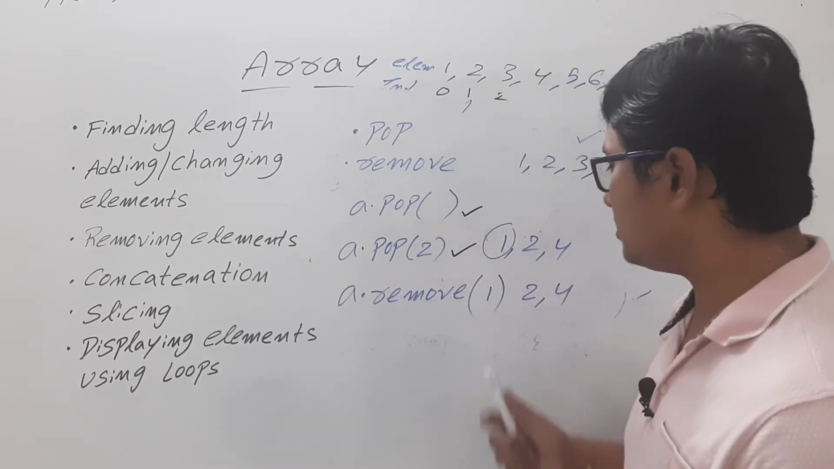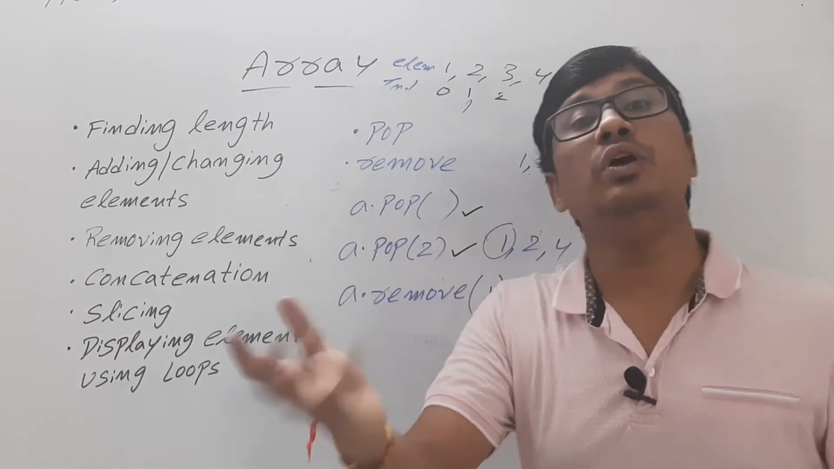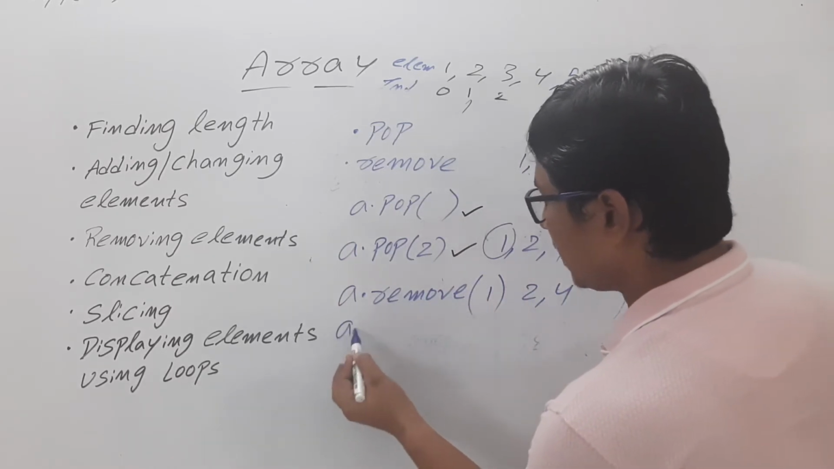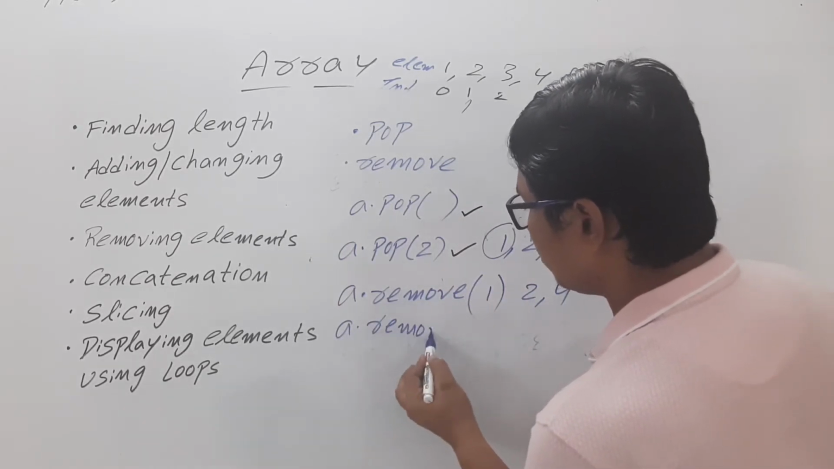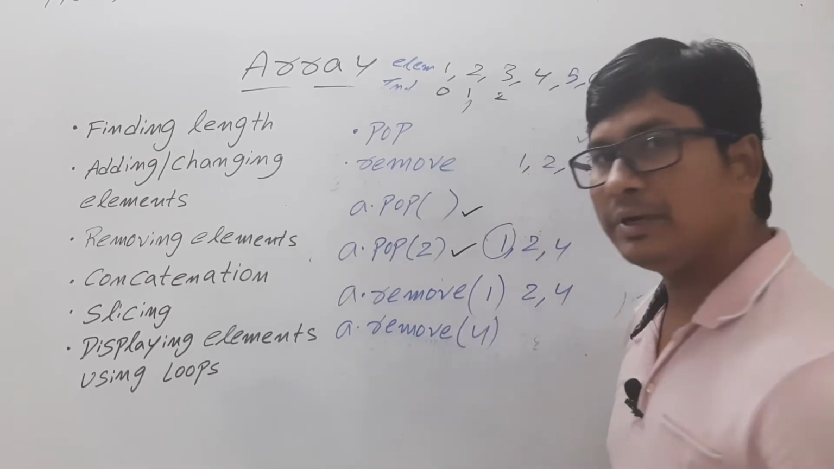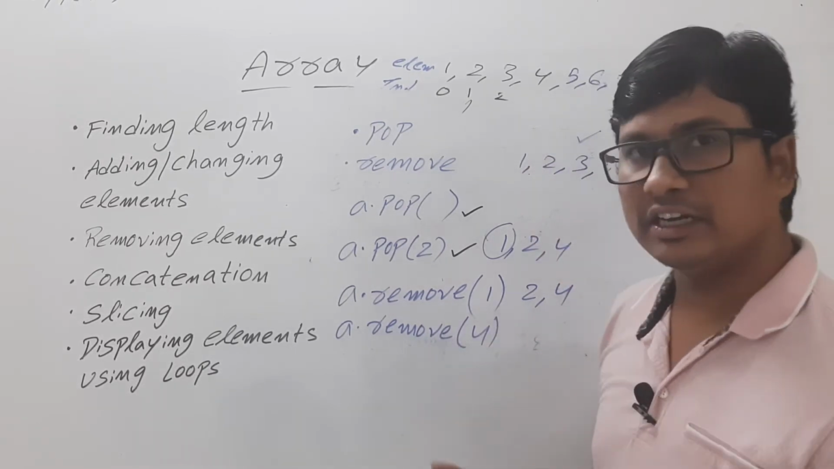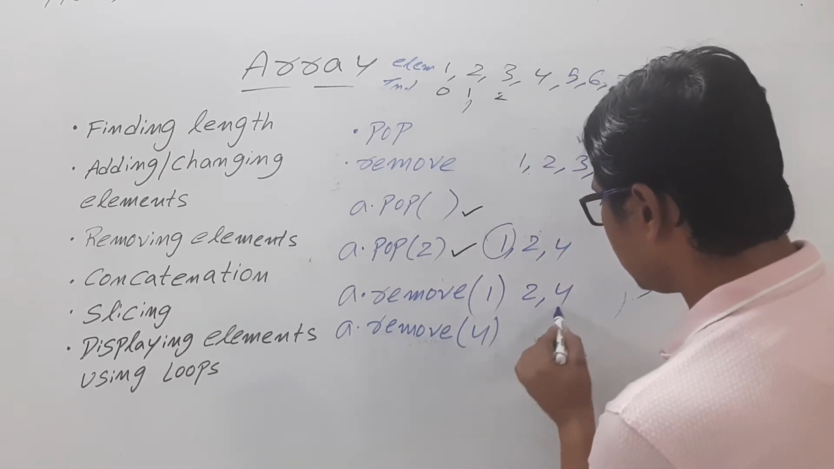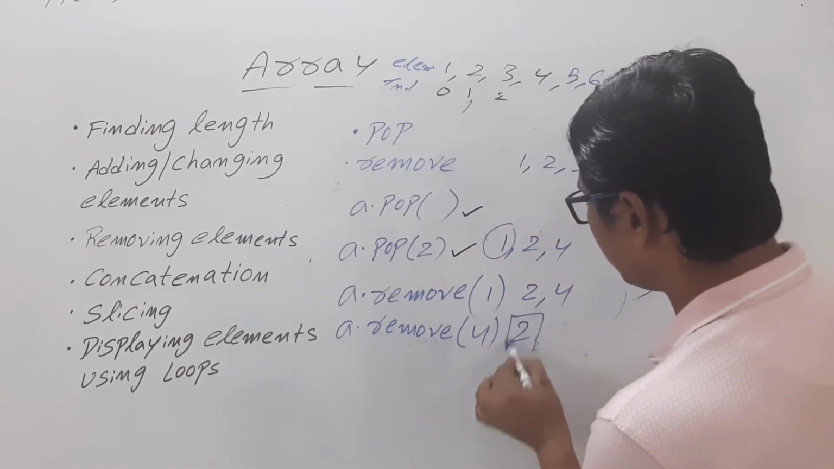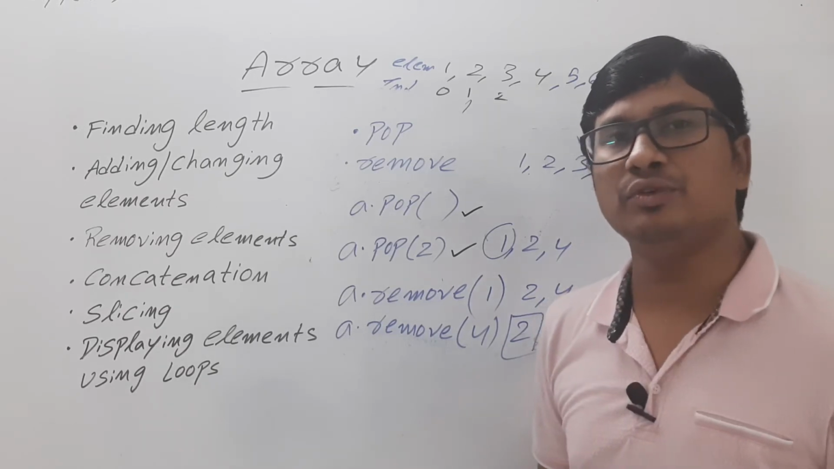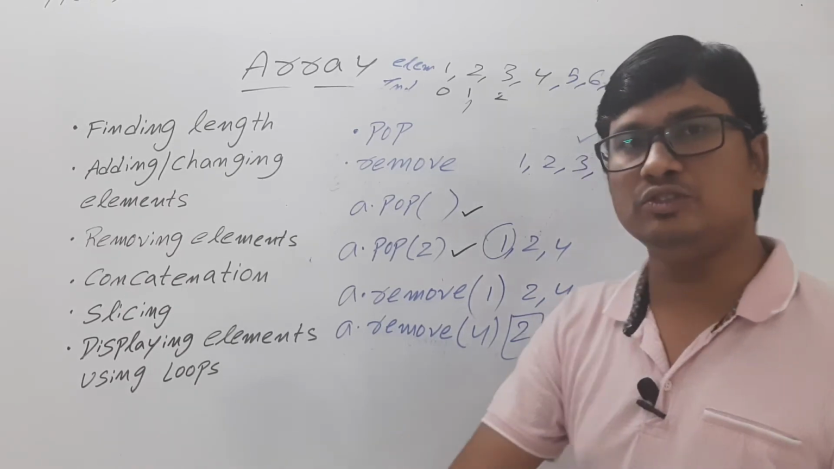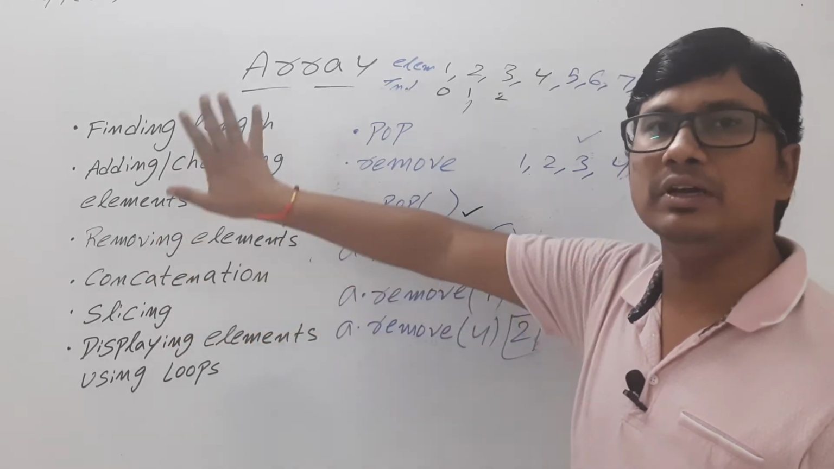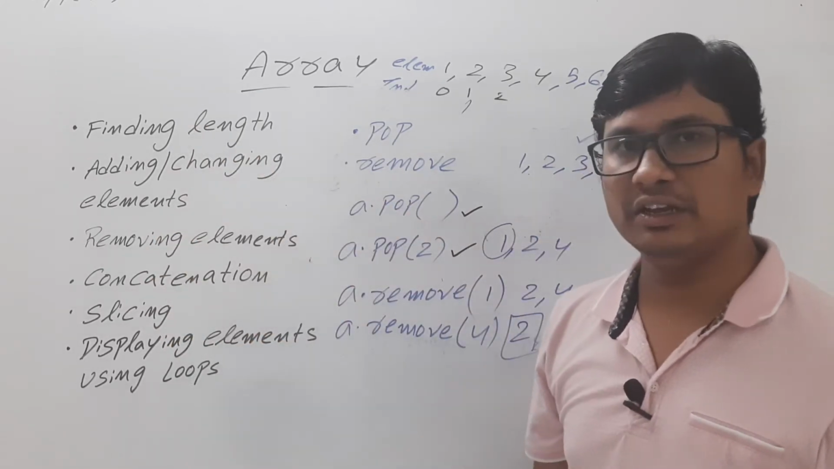Don't consider that this is an index. Which element do you want to delete? Suppose I specify 4, let me write again, a dot remove 4. If that element is there in the array, it will delete it. If the element is not there, then it gives an error. Is 4 there or not? Yes, 4 is there. After deleting 4, the array will consist of only element 2 at index 0. So this is the way you can remove elements from the array. I hope it is very clear for you.